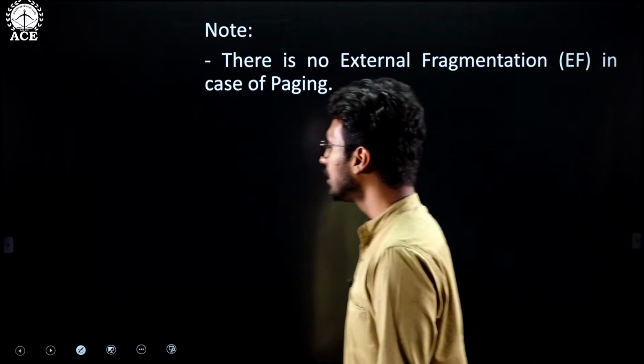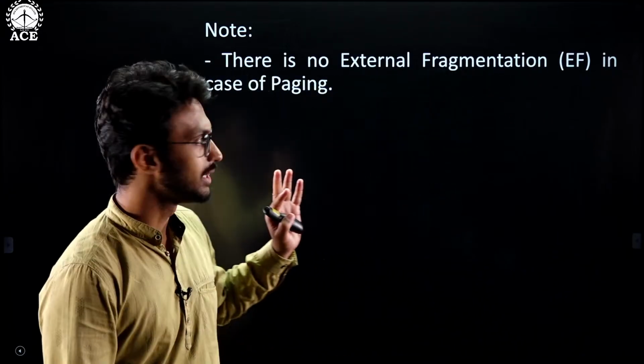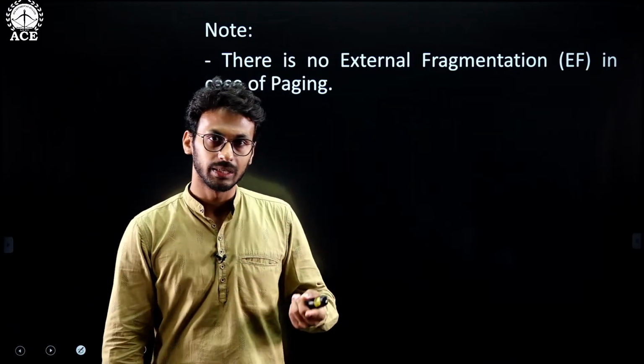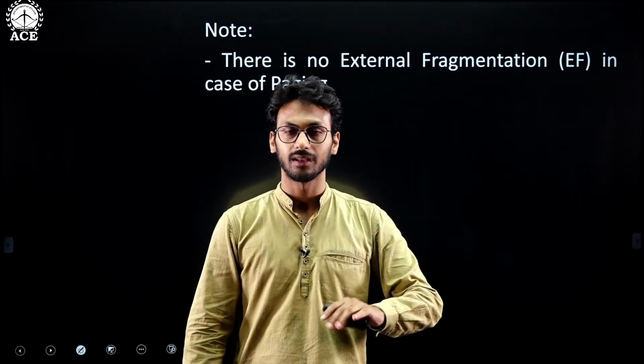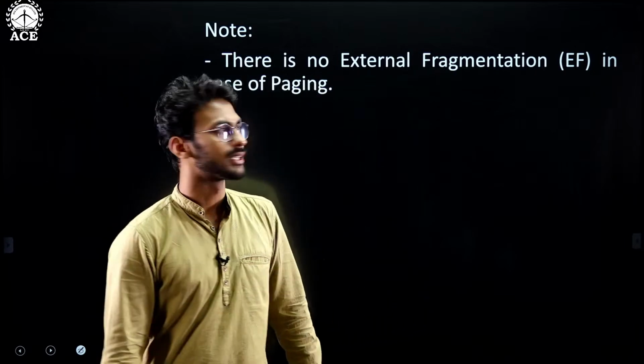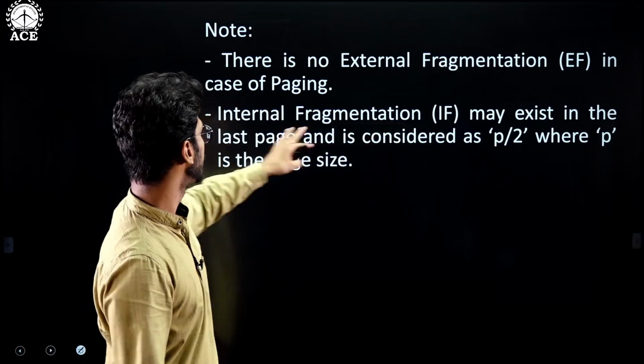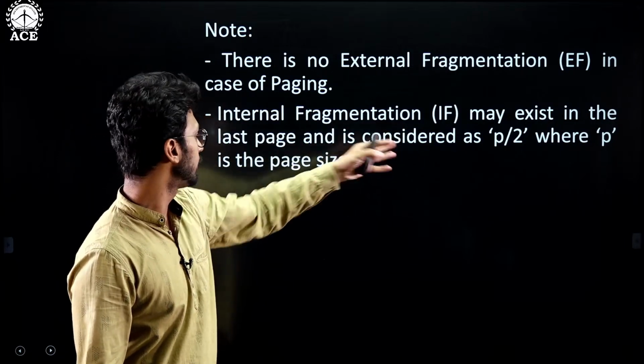Note, there is no external fragmentation in the case of paging. Internal fragmentation will exist, but it will exist in the last page, and it is considered as P by 2. Just have a look at this one. Internal fragmentation (IF) may exist in the last page and it is considered as P by 2, where P is the page size.